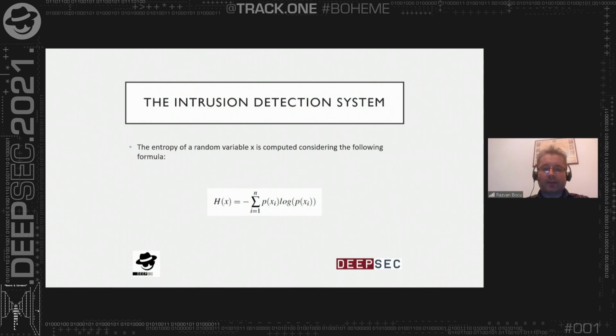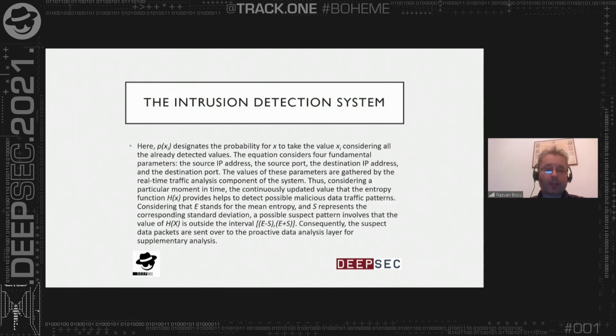And the components of this formula are the following. So P of x index i represents the probability for x to take value x index i, considering all the already detected values for the already intercepted data packets. As I have already stated, 4 fundamental parameters are considered. These are the source IP address, the source port, destination IP address, and destination port. And these are acquired by the real-time traffic analysis component.